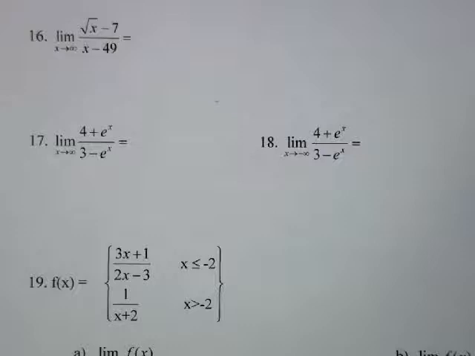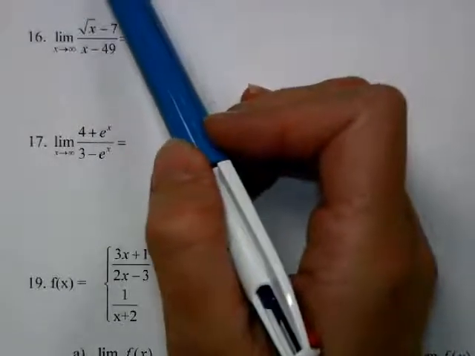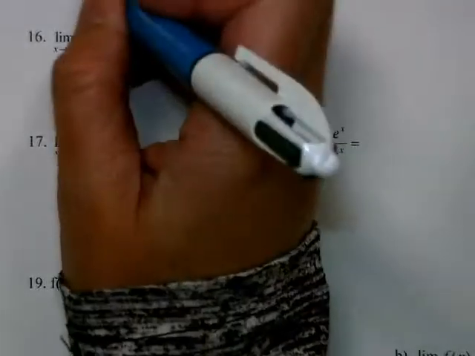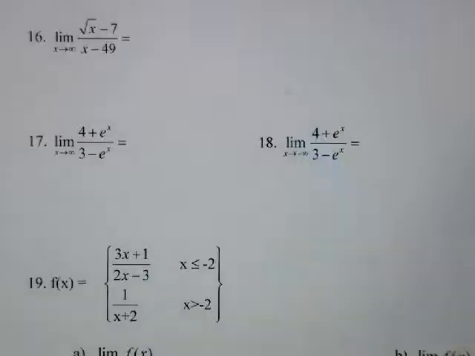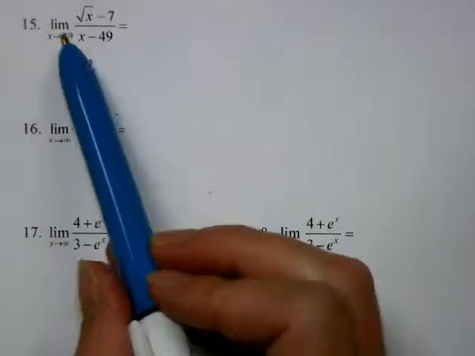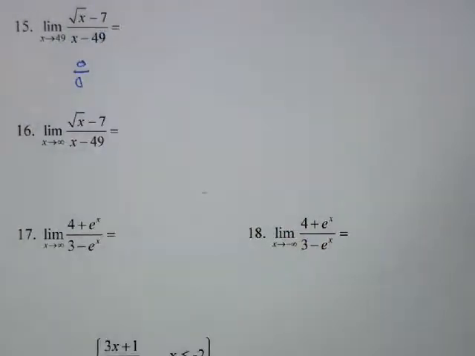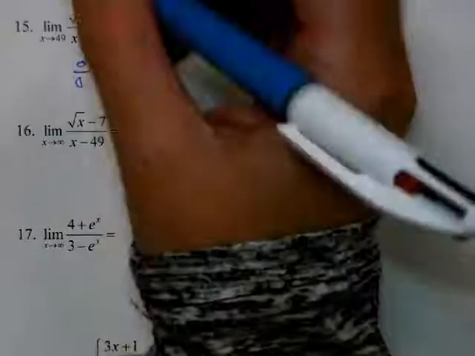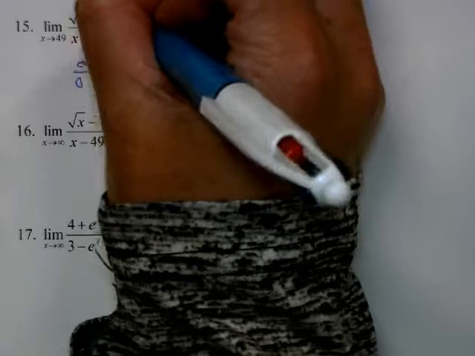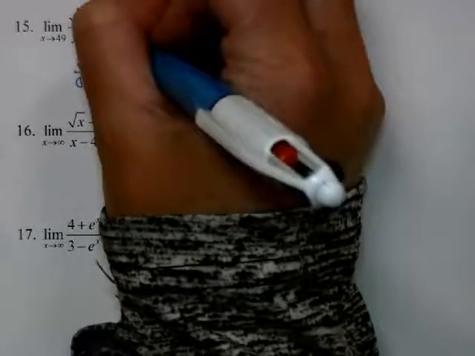Okay, so for this one, plug this in. We'd get the square root of 49 is 7 minus 7, so we get a 0 in the top and a 0 on the bottom. Sorry. As we plug in 49, we get 0 and 0. Okay, which means we need to do more investigation. This time we're going to use conjugates. So I'm going to multiply by the square root of x plus 7 over the square root of x plus 7.